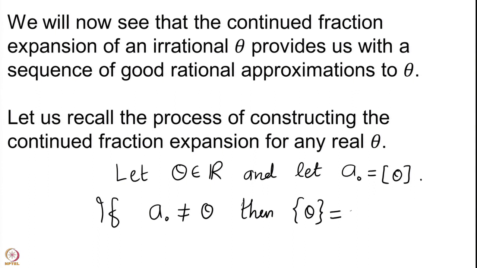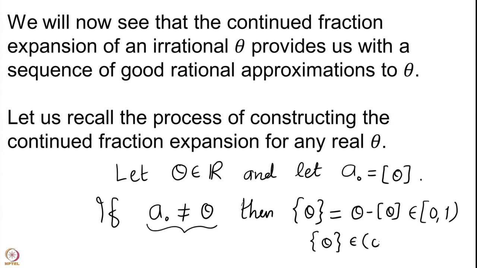Let me recall the notion of fractional part for you. This is nothing but the difference of theta and its integral part. And we have seen that this quantity is never equal to 1 or more. It can be 0 or something which is less than 1. So, while we know that this is going to be in the interval 0, open 1, because a0 is not theta, we actually have that this part is in the open 0, open 1, because the difference is not 0.